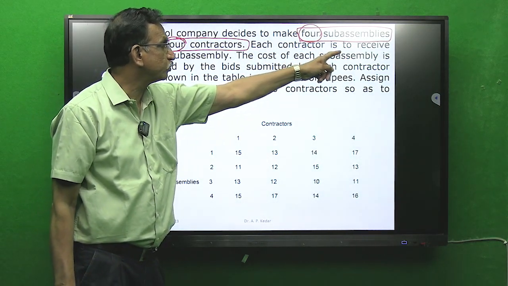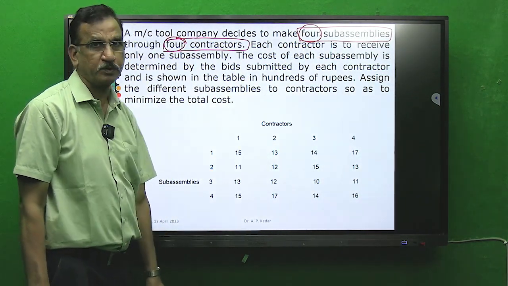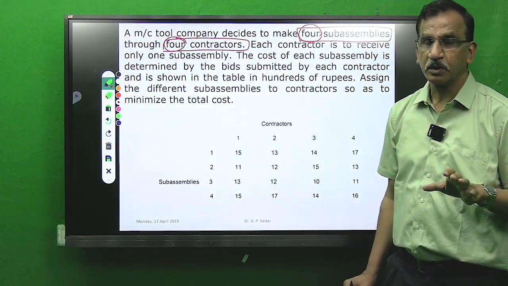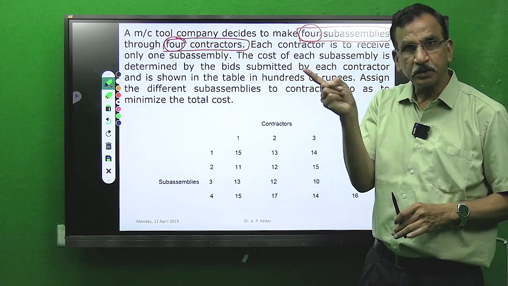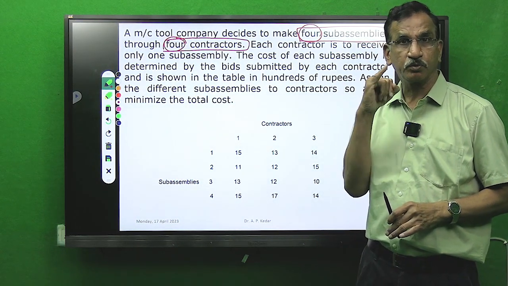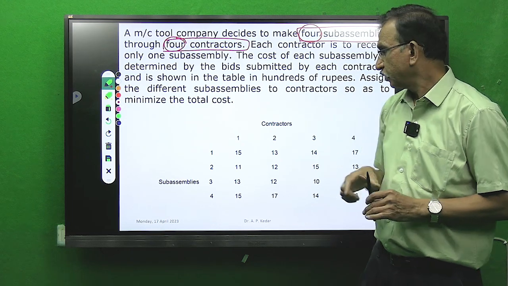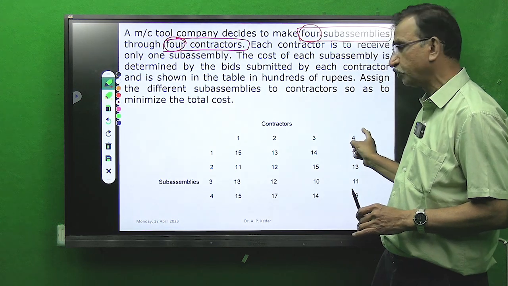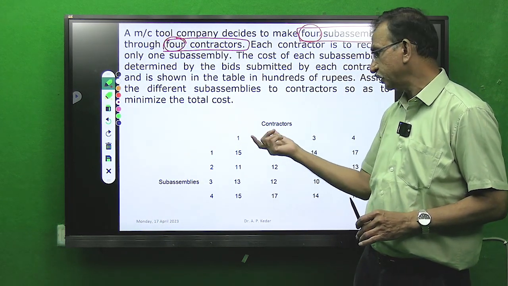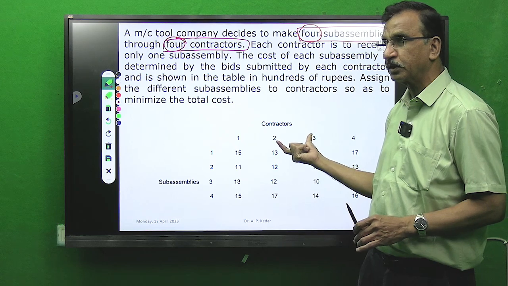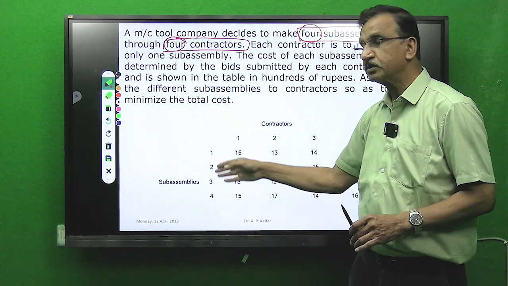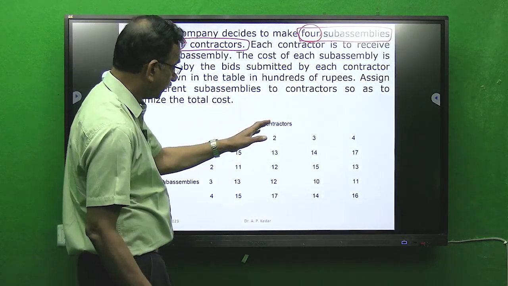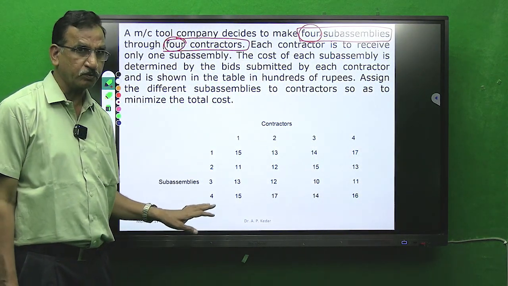Each contractor is to receive only 1 sub-assembly. That is the basic rule in linear assignment, that in each row and each column you will have only a 1-to-1 assignment, which we have seen in the beginning. So sub-assembly 1 will go to any one of the contractors 1, 2, 3, 4, or vice versa. Out of these 4 contractors, only one will receive any one sub-assembly of the category 1, 2, 3, 4. So here contractors are 4, sub-assemblies are 4.